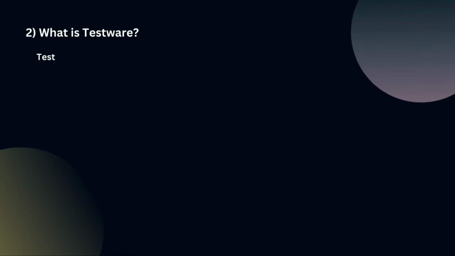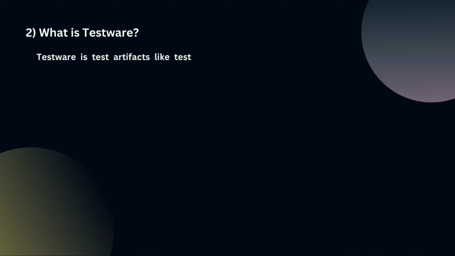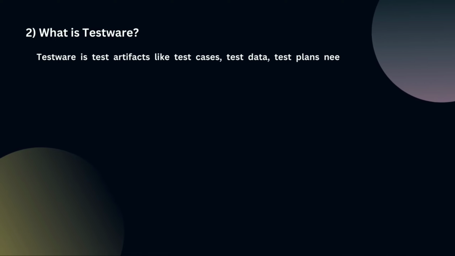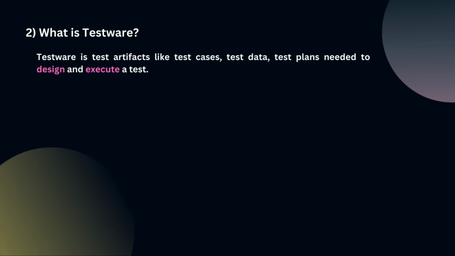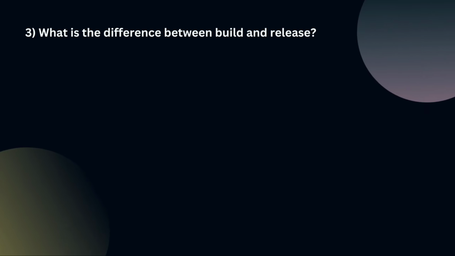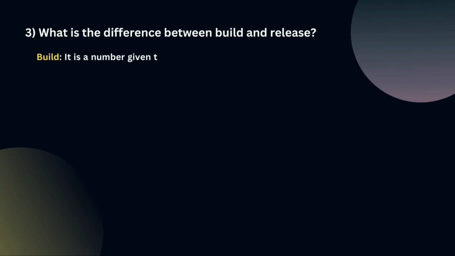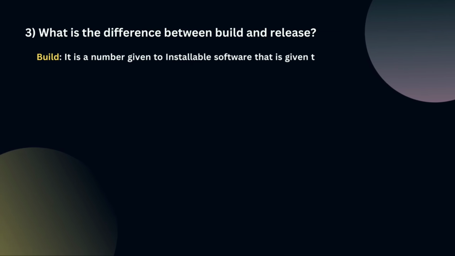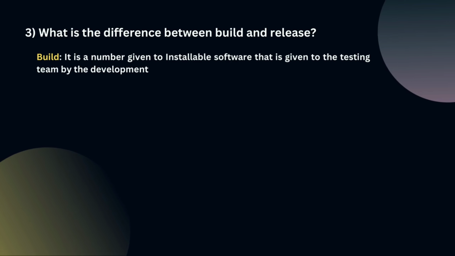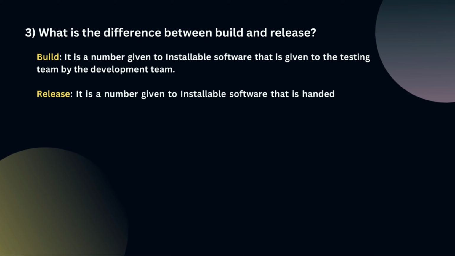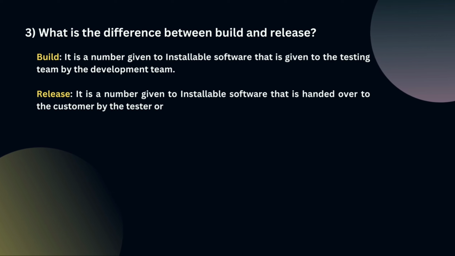2. What is testware? Testware is test artifacts like test cases, test data, and test plans needed to design and execute a test. 3. What is the difference between build and release? Build: it is a number given to installable software that is given to the testing team by the development team. Release: it is a number given to installable software that is handed over to the customer by the tester or developer.